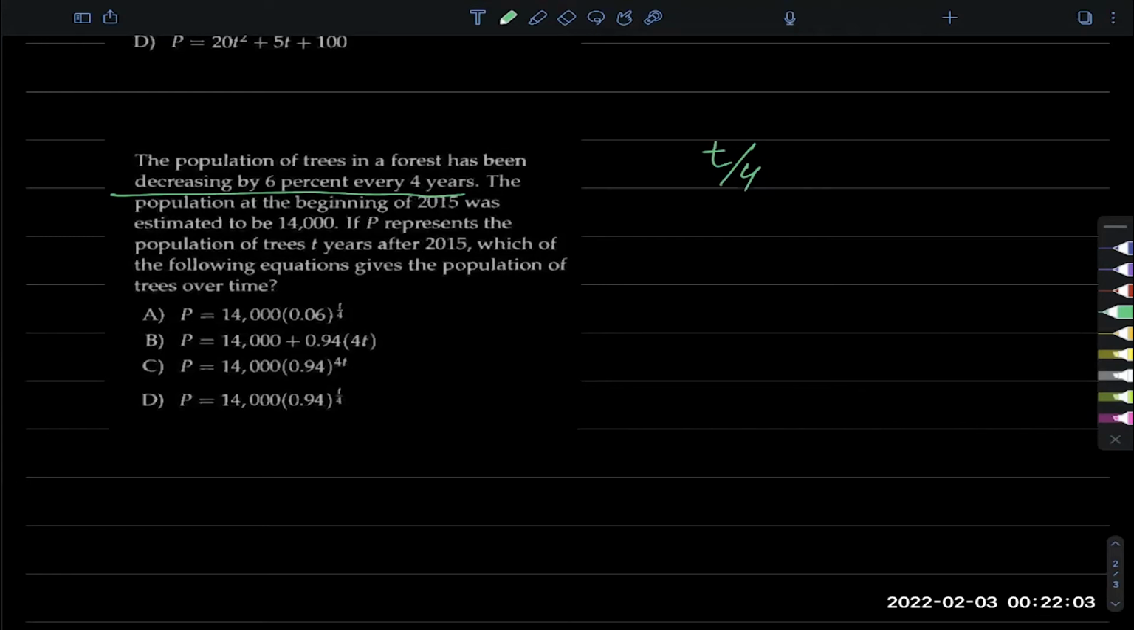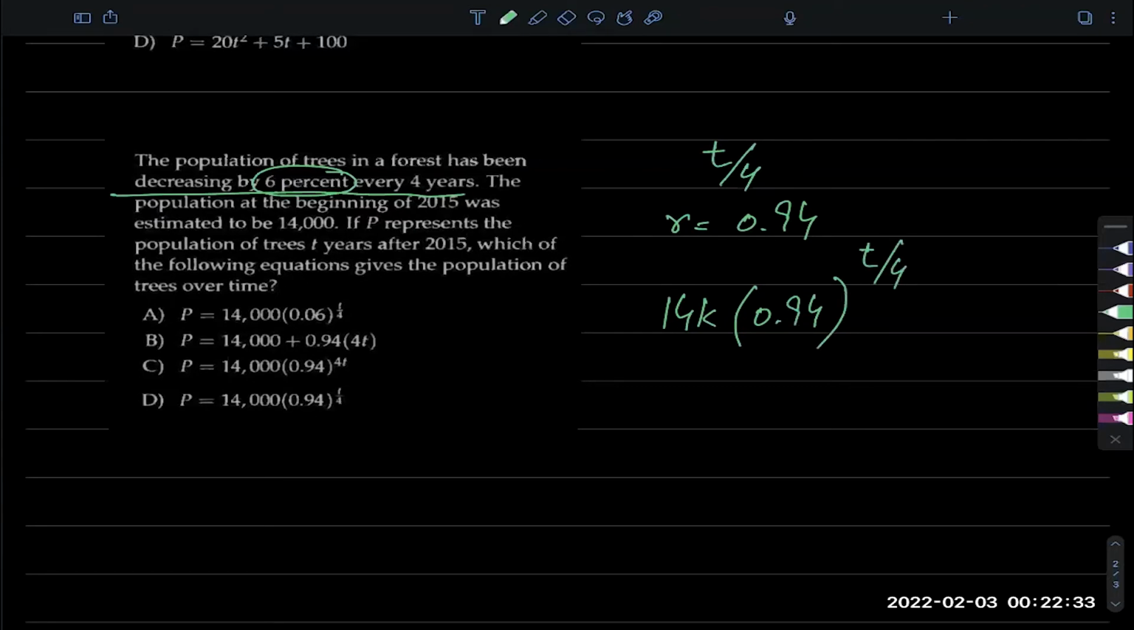So that's fine. And then it's decreasing by 6%. So your rate is going to be, originally it is 100%. When it decreases by 6%, that is 0.94. 94% is remaining. That's the rate. Every year, 94% remains. In fact, every 4 years. So that's why the rate is 0.94. So starting value, 14,000 times 0.94, the rate. And the time when you apply this.